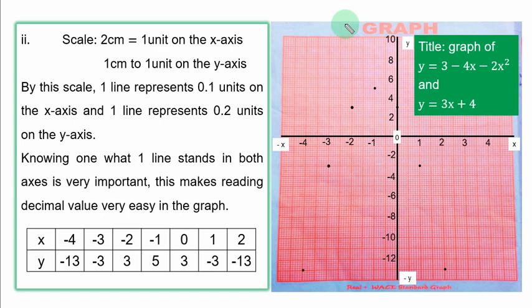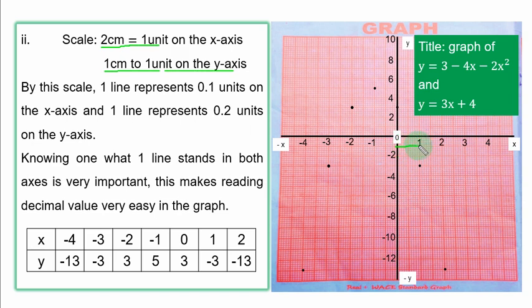So let's take Roman figure 2, where we have to plot the quadratic graph. Let's start with the scale. 2 centimeters equal to 1 unit on the x-axis, 1 centimeter to 1 unit on the y-axis. So you can see the graph. The scale means that you combine 2 squares or 2 boxes and give it 1.